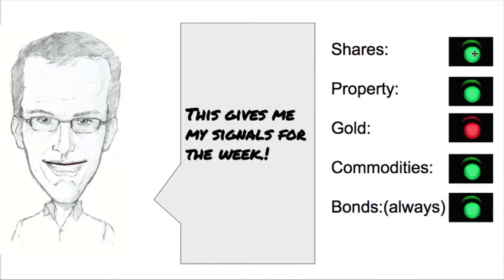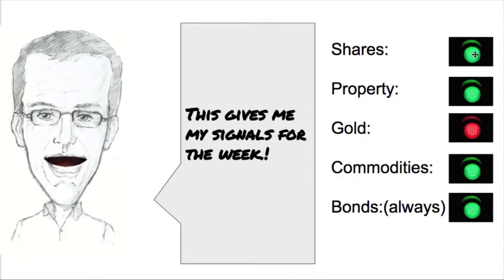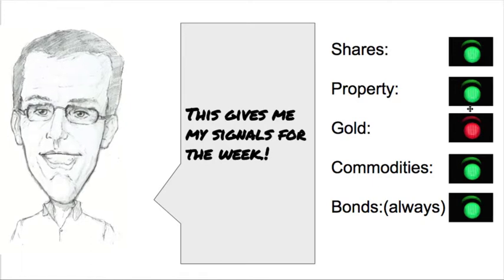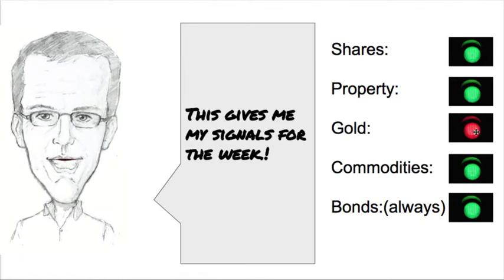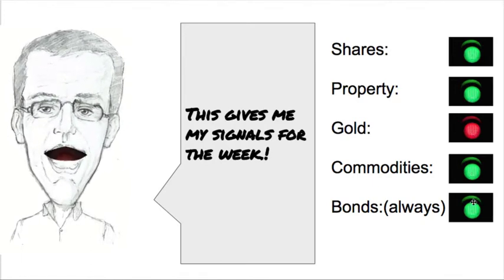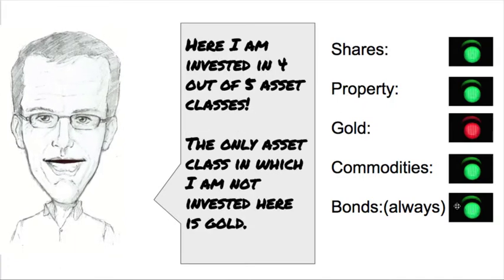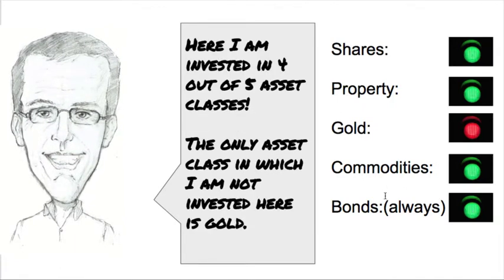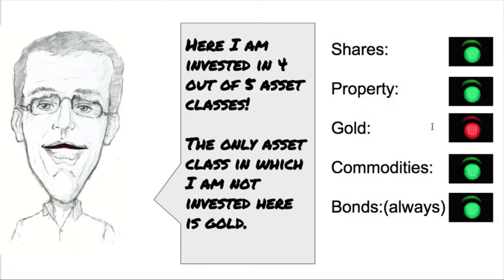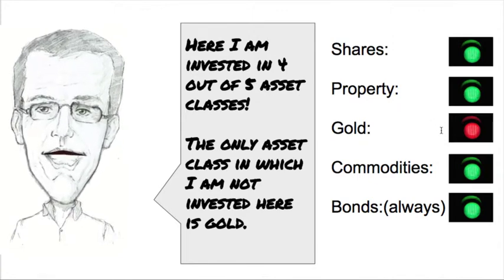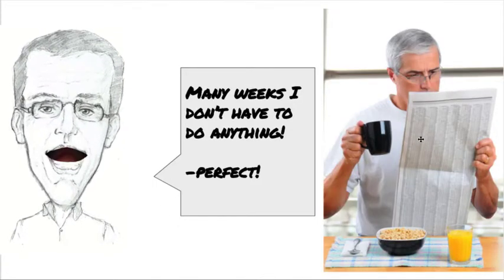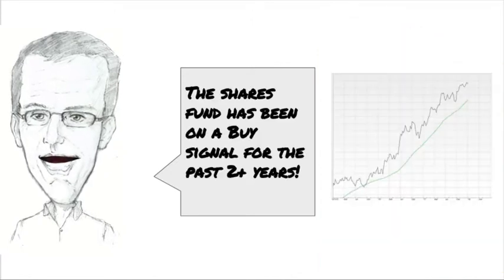So for this week just gone, in this example, shares are a green, property is a green, gold is a red, so that's cash, commodities green, bonds are always a green on my system. So I invested in four out of five asset classes, and the only asset class in which I'm not invested in this example is gold. So many weeks I don't have to do anything, which is perfect.